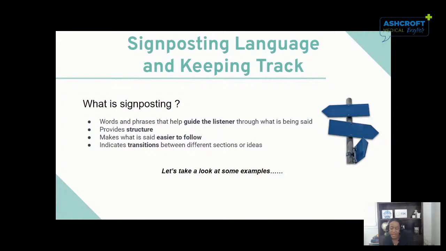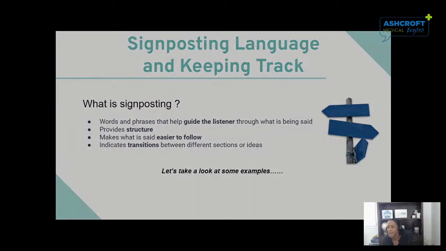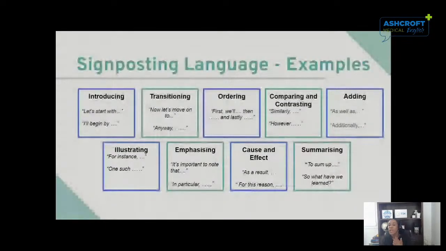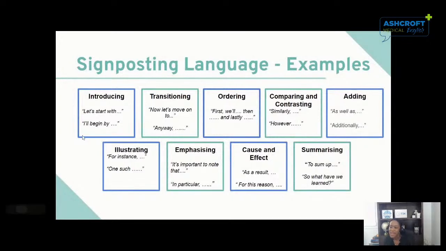So, let's take a look at some examples of signposting language. All right, then. So, on this screen, you can see some different functions of signposting language. Now, we can use it when we're introducing a topic, transitioning from one to the next, ordering what we want to say, comparing or contrasting ideas, adding additional information to what we've said, illustrating what we've just said, i.e., giving an example.